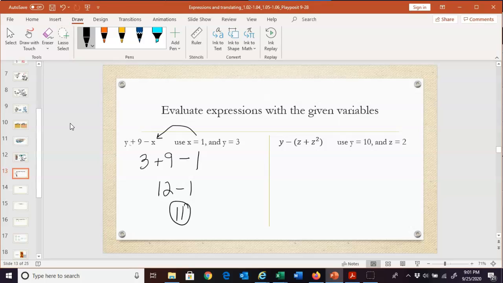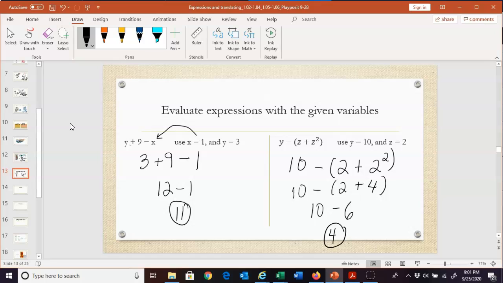All right, for this one, we're going to plug in 10 for y and 2 for z. So 2 squared here is 4, right? And 2 plus 4 is 6. 10 minus 6 is 4.